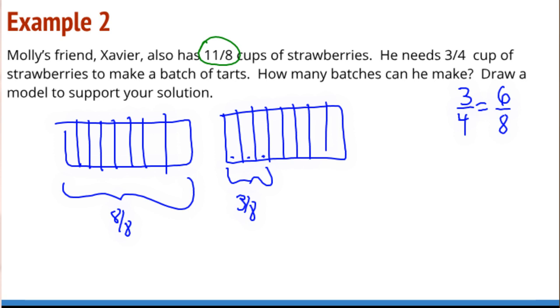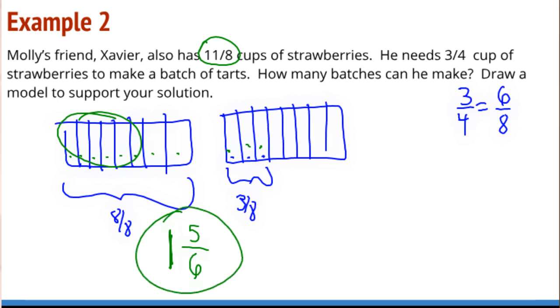So I'm making groups of 6. 1, 2, 3, 4, 5, 6. So there's a group of 6. And I've got 1, 2, 3, 4, 5. So I've got one whole group of 6. I'm making groups of 6, and I have 5 pieces. So Xavier could make 1 5/6 batches of strawberry tarts.